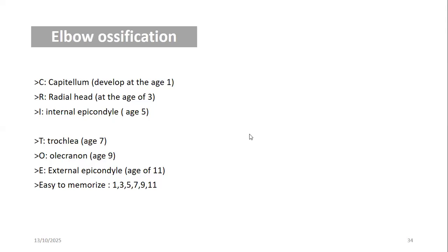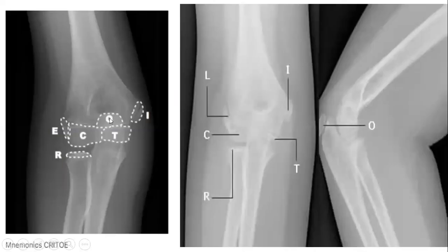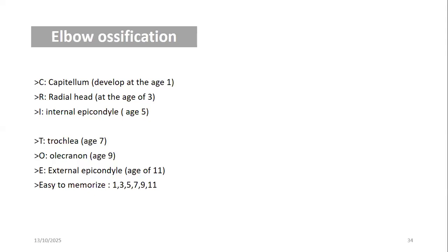Then is the elbow ossification classification on the basis of age. That's very important. CRITOE. Okay, so C for capitulum, R for radial head, I for internal epicondyle, T for trochlea, O for olecranon, and E for external epicondyle. And you must know 1, 3, 5, 7, 9, 11. They will tell about the age.